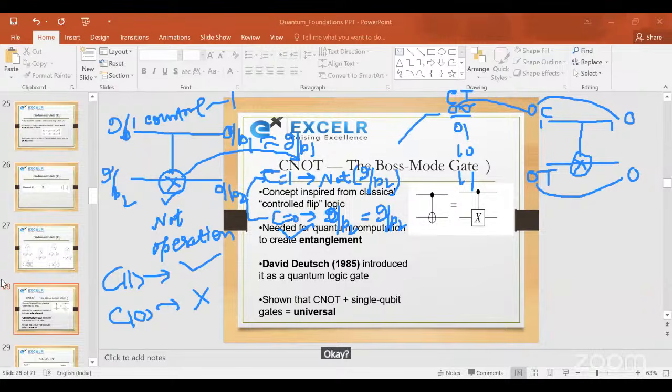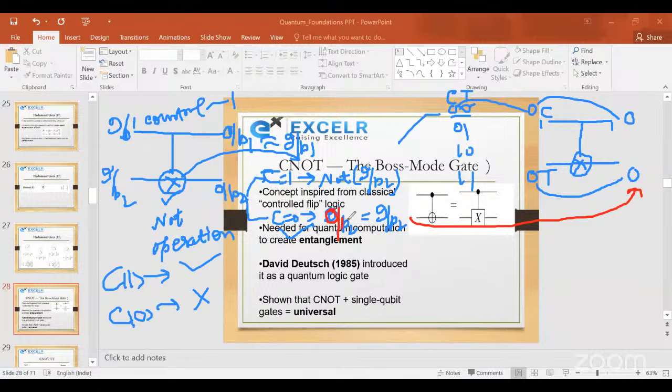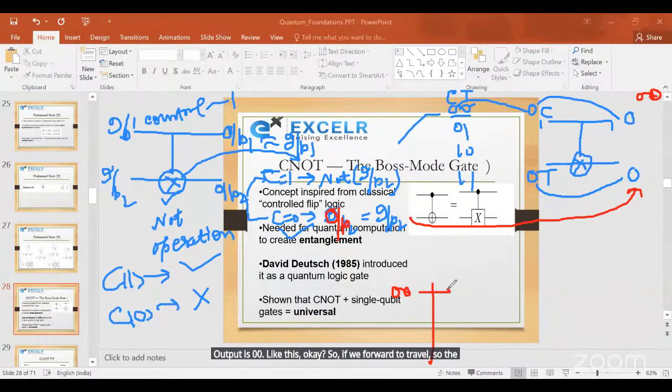Yes, this condition will apply here. Control is 0, so the output 2 is always equal to the input 2. So the output is output 1 and output 2, which is 0, 0. So if we form a truth table, the input 0, 0 gives the output 0, 0.